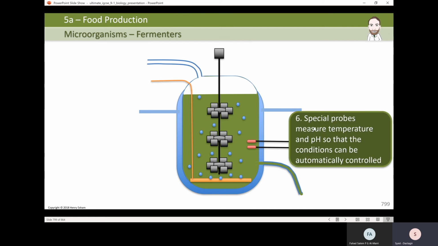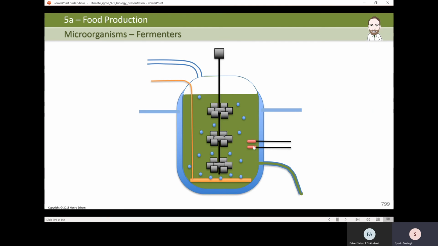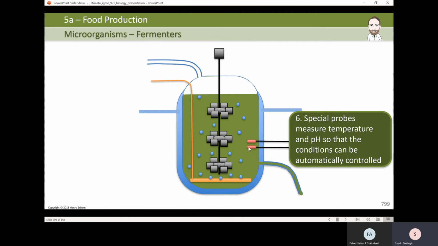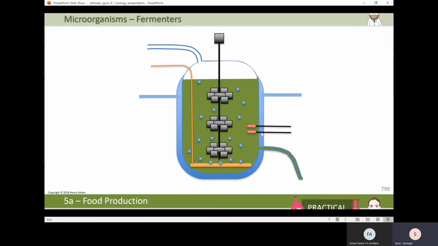Then the next step, special probes. These things here. Let me just go back. These things are probes, so they can measure the temperature and pH levels to make sure the conditions are again optimum and we can control them. So these probes are linked to a computer.